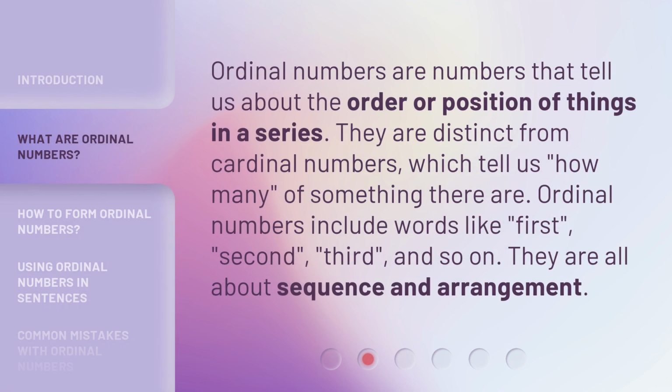Ordinal numbers are numbers that tell us about the order or position of things in a series. They are distinct from cardinal numbers, which tell us how many of something there are. Ordinal numbers include words like first, second, third, and so on. They are all about sequence and arrangement.